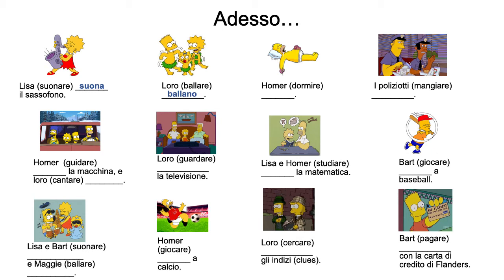Next image, Homer dormire, right? Now this is an ire verb, not an are verb. Who is the subject? Homer. So I need the lui form of dormire, right? It's he, the subject here. So I get rid of ire and I insert e. Lui dorme, right? He sleeps, Homer sleeps. In the next one, it says I poliziotti mangiare. I poliziotti means the policemen, right? They're eating. My subject here is they, of course, it's loro. So I need the loro form of mangiare. I get rid of are and I insert ano. I poliziotti mangiano.